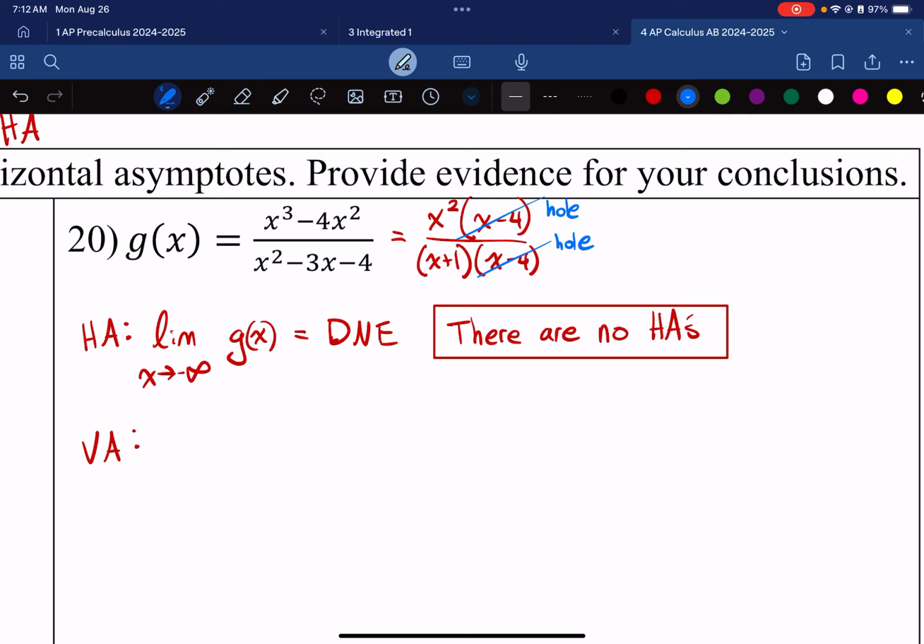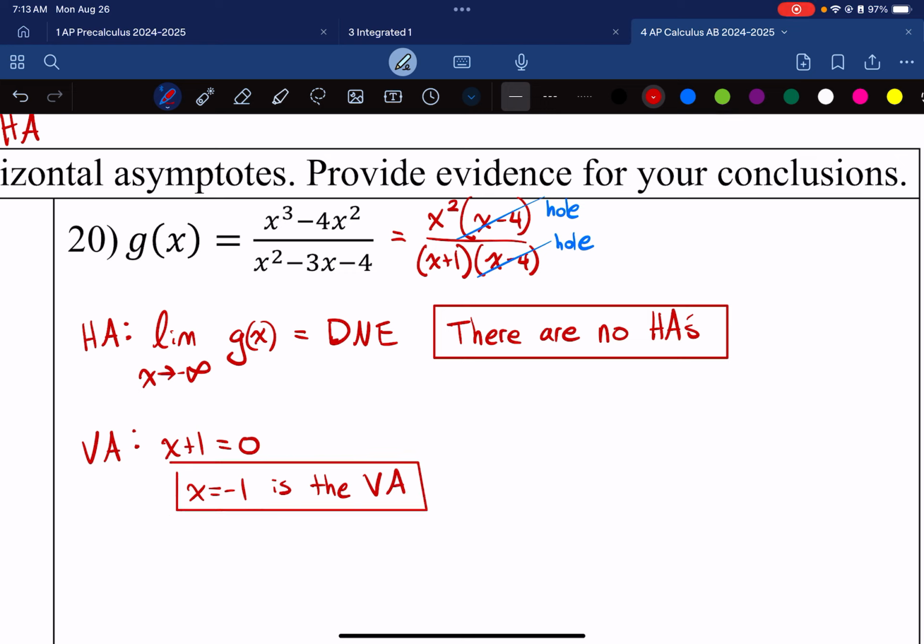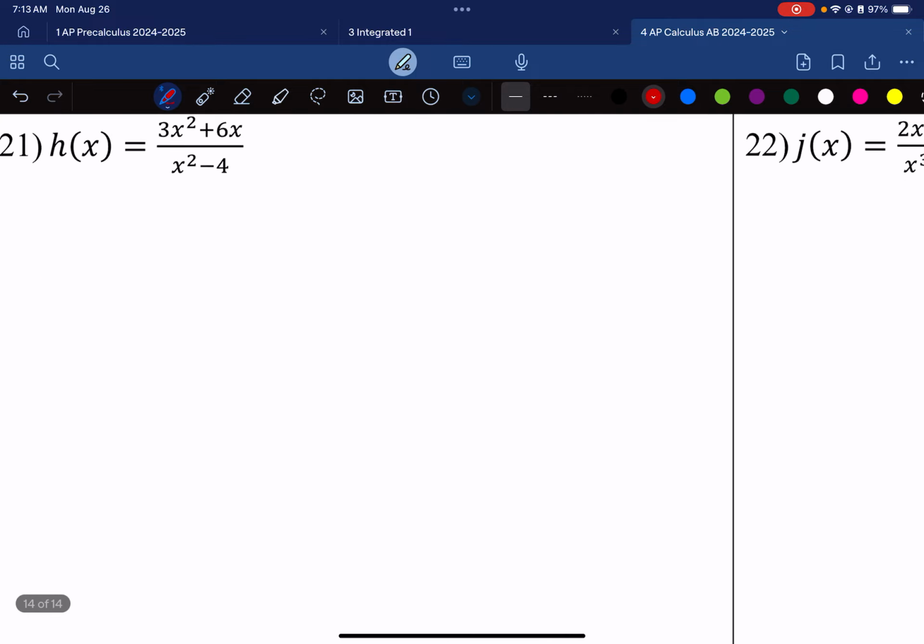So my x plus 1 is my vertical asymptote. So I can say x plus 1 is equal to 0, and then I subtract 1. I say x is equal to -1 is the vertical asymptote. And I'll box that analysis. Yeah, close enough. All right, I move on to number 21.